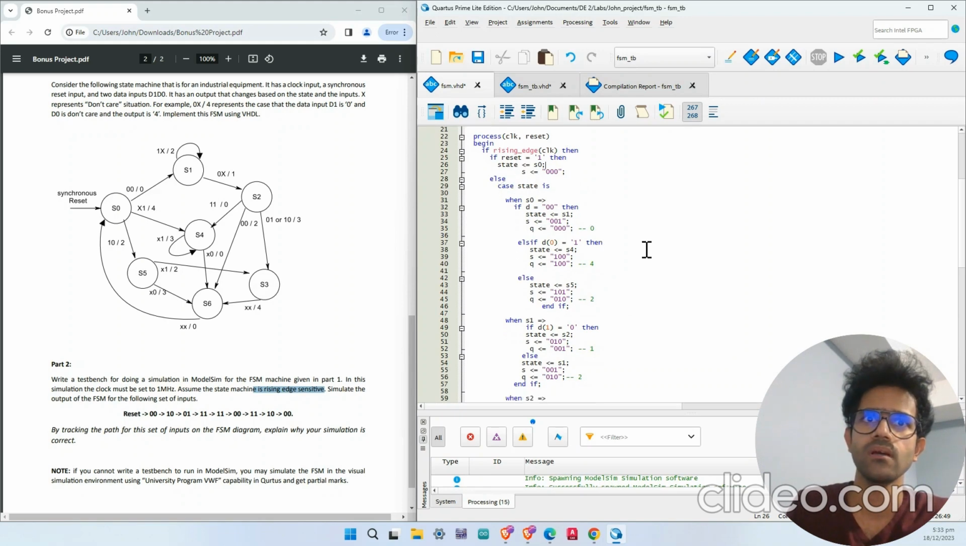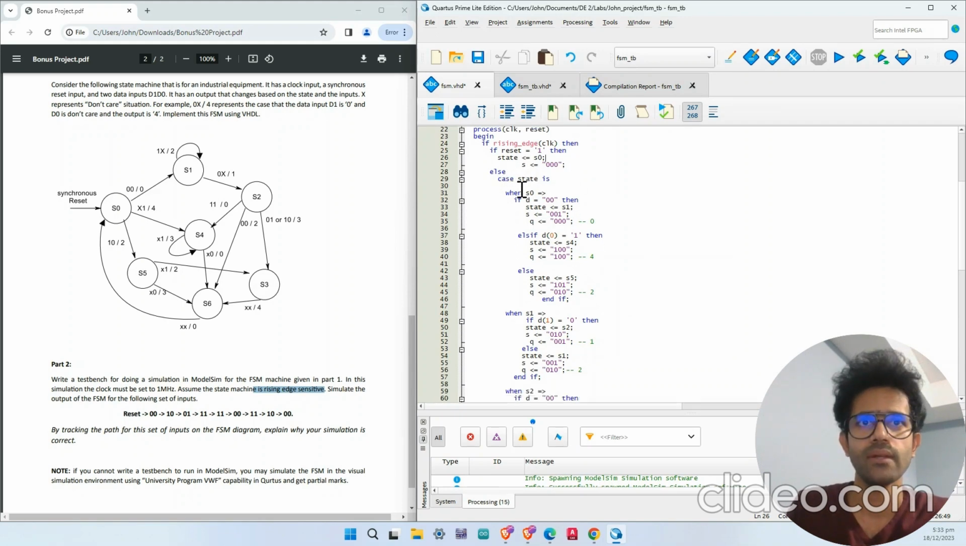to implement it. So when we are in state S0, if we get the data 0, 0, then we go to state 1. We can see in the diagram, if we are in state S0 and the input is 0, 0, we go to state S1 with the output of 0, and we will display the state we are in. Now we are in S1.